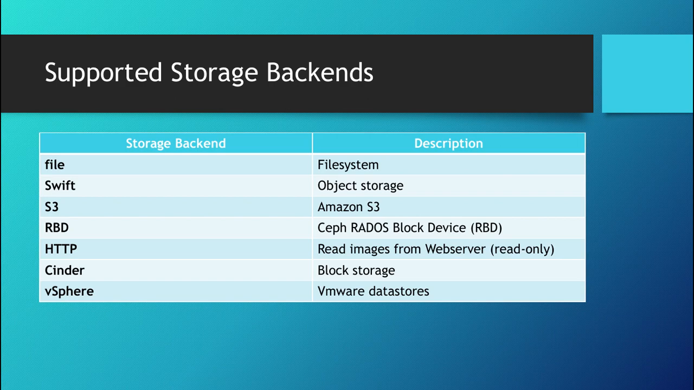Also you can have an HTTP web server as a backend for your image service, but in that case you have to remember that this is only read-only access. You cannot write or upload any image to that website, you can only fetch the images. Also it supports Cinder, that is the block storage for your OpenStack platform, and it also supports vSphere, that is the VMware datastore, as a backend storage.